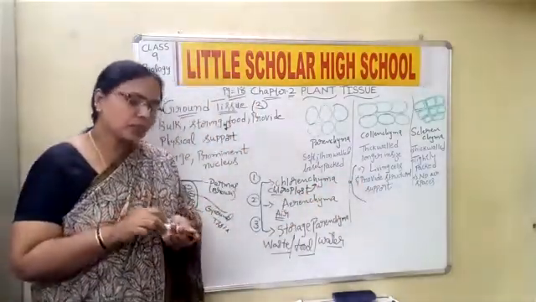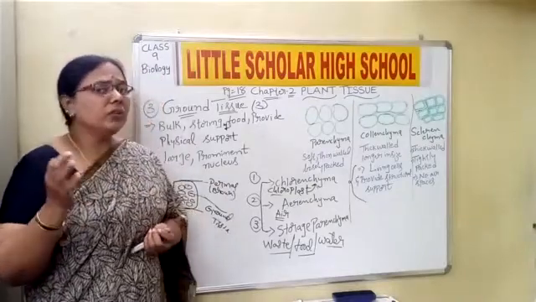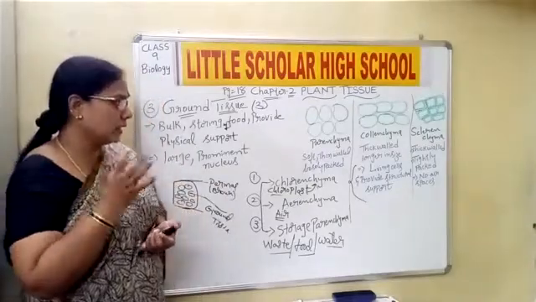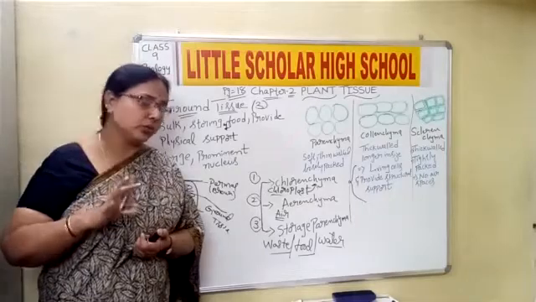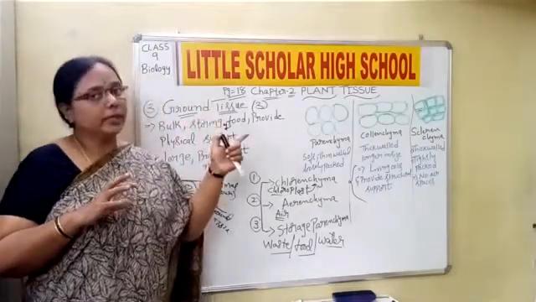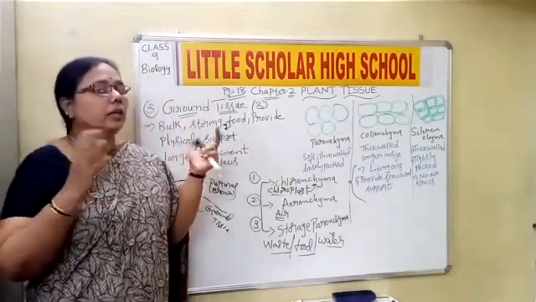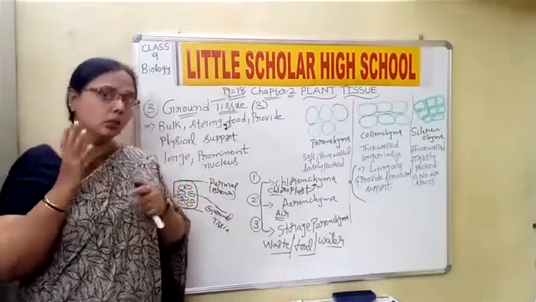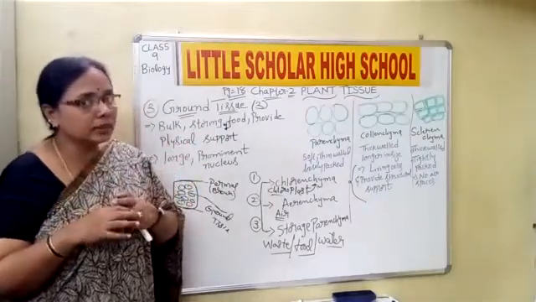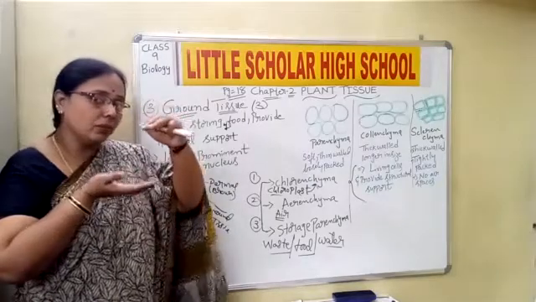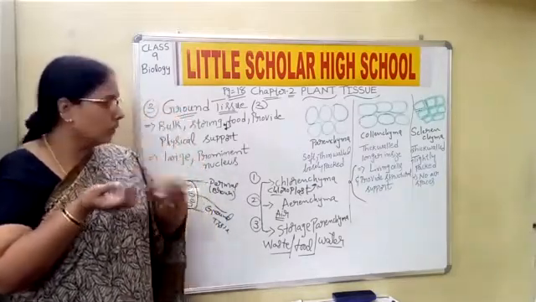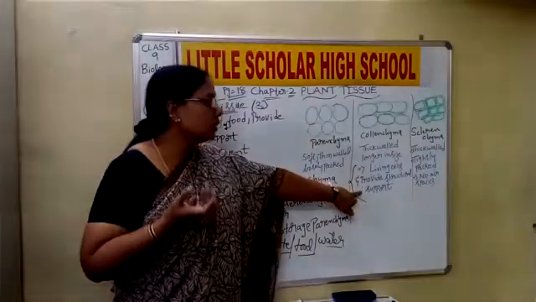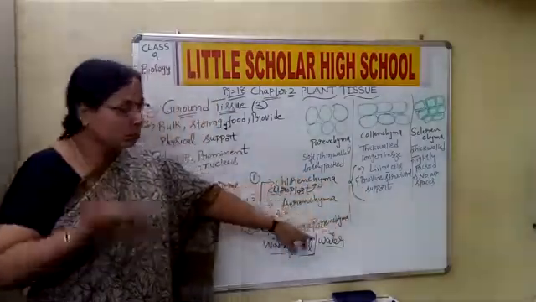Now the question is, which are the living cells or which are the living tissues? Yes, it is collenchyma. So the question can be, name the living cells. Yes, it is the collenchyma. The collenchyma cells are the living cells, and they form the main support. They give the structural support to the plant.